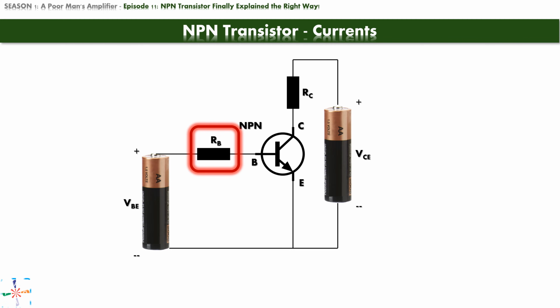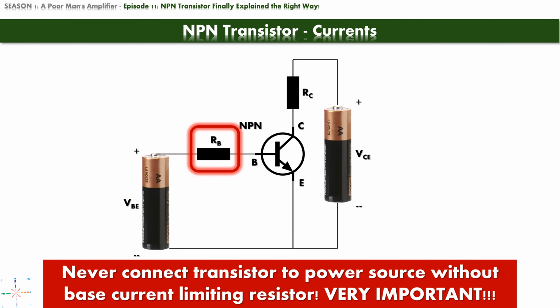If you omit this resistor, the base terminal will draw as much power as it can from the battery, it will overheat, and the transistor will burn out. Please remember to never, under any circumstances, connect a transistor to a power source without a base current limiting resistor. This is very important.